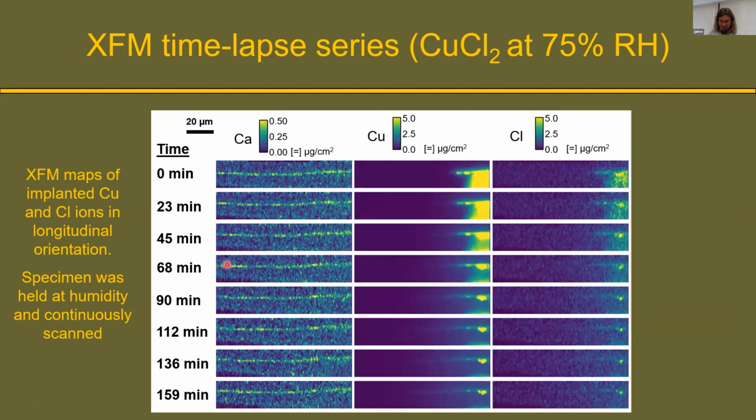Now moving on to our experiments where we actually measured the diffusion constants. So in these experiments, again, this is a longitudinal section where this higher intensity calcium is the compound middle lamella, and then on both sides here is secondary cell walls. And then we applied, in this case, copper chloride. And then we kept it at about 75% relative humidity. And we did some time-lapse imaging over a span of about 3 hours. And you can see that both the copper and the chloride diffused through the wood cell walls.